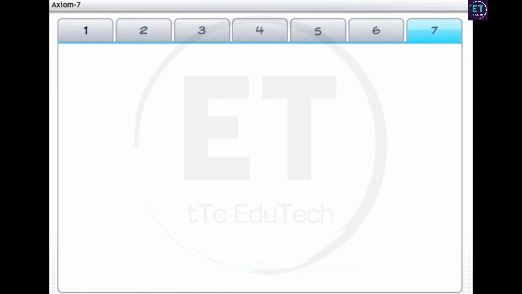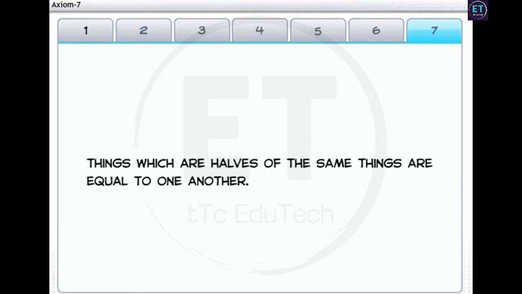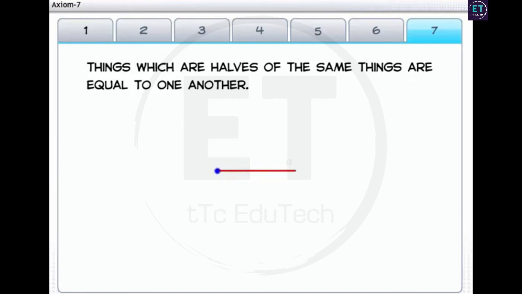Now, let us take up the seventh axiom, which can be considered as the converse of the sixth axiom. Things which are halves of the same things are equal to one another. Let A and B be two line segments with the same length. When the line A is halved, the length of the new line will be equivalent to the line segment B halved.